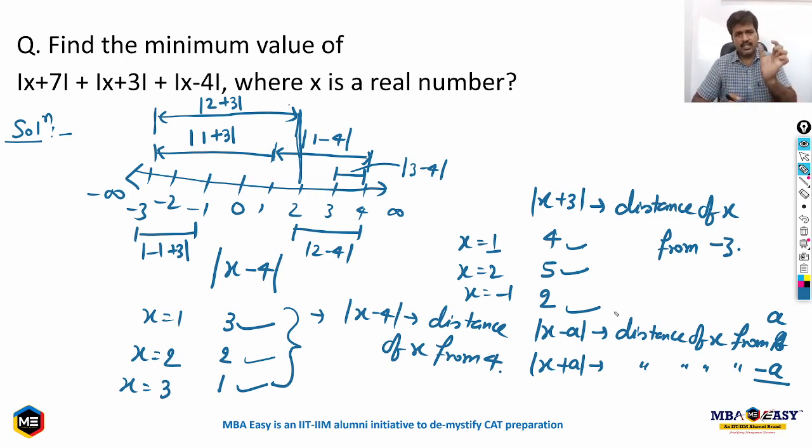तो यहाँ जो तीन मॉडुलस है, x plus 7 is nothing but distance of x from -7, x plus 3 is distance of x from -3, x minus 4 is distance of x from 4. इन तीनों डिस्टेंसेस का सम किस x पे होगा, that is what we have to find out. I hope you are getting the idea. Now once you have understood the meaning of x plus some number का mod या x minus some number का mod, now we can attempt this question graphically.